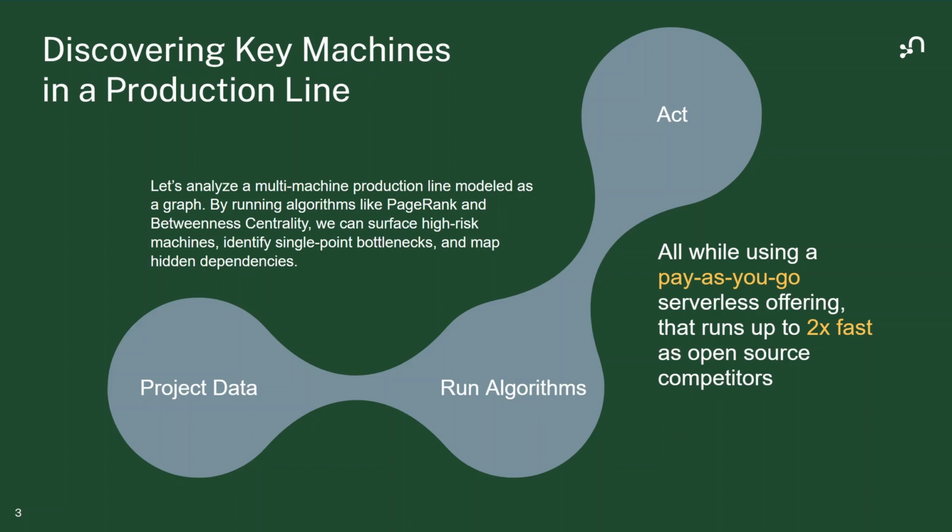We are going to represent a mock production line using nodes for each machine and edges to represent how they are connected. From here, we can simply project the data we want to analyze, run some algorithms, and then finally act upon the results. Plus, this can be done with Aura Graph Analytics, a pay-as-you-go serverless offering from Neo4j that runs up to 2 times as fast as open source competitors.